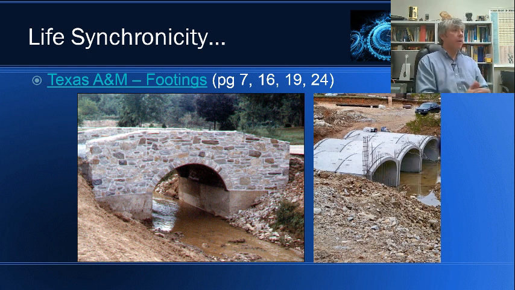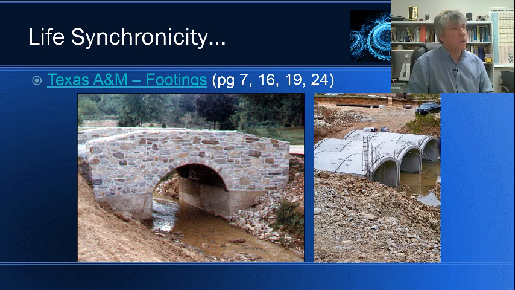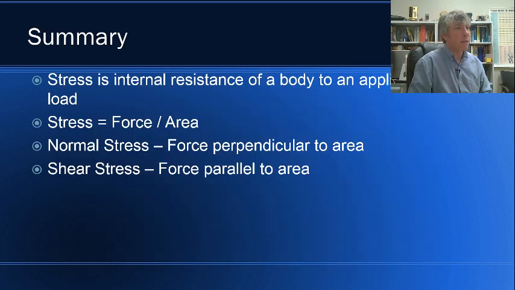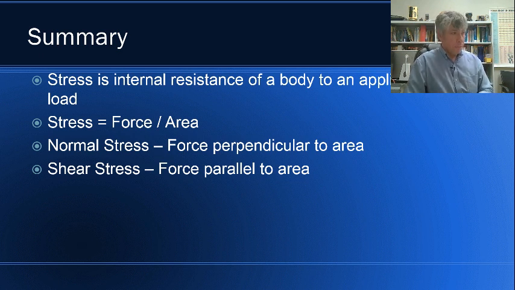All right, so in summary, stress is internal resistance of a body to an applied load. Stress is force per area. Those are the dimensions of stress. And normal stress, the key to remembering normal stress is that the force is perpendicular to the failure area, usually a cross section. And in shear stress, the force is parallel to the area. I think that's all I've got for these slides.